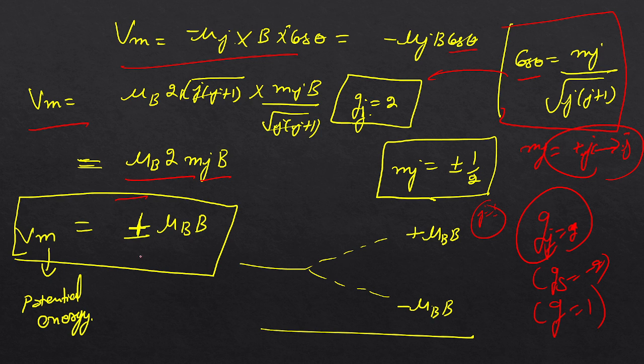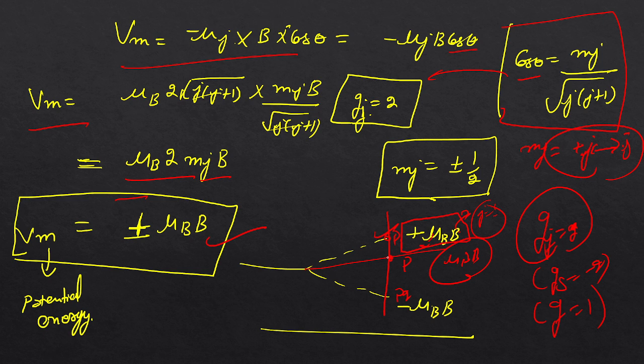So what does this mean? It means that the lines without splitting, striking at the points P1 and P2, are at a distance from P with a difference of plus or minus mu B B. B is the magnetic field, and mu B is the Bohr magneton. So mu B B is the difference between the traces that we are finding at P1 and P2 from the point P. This is the energy difference.